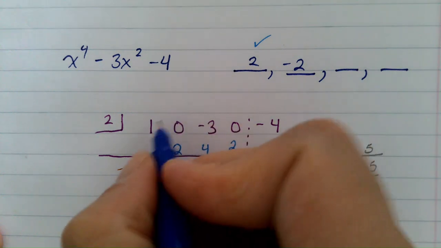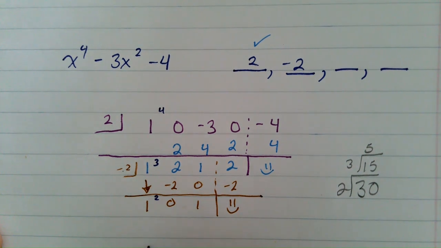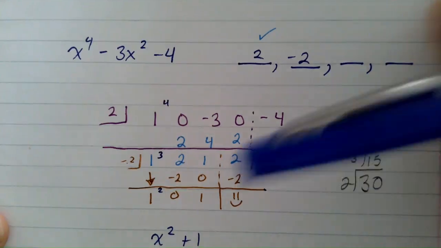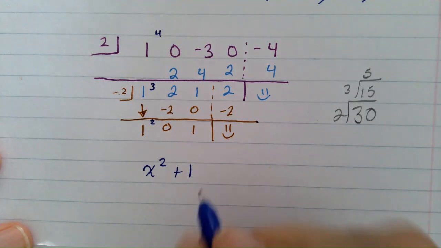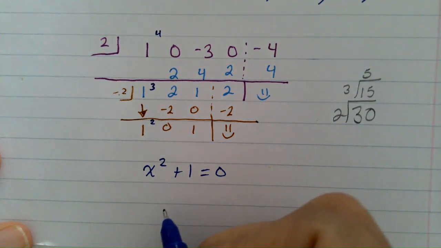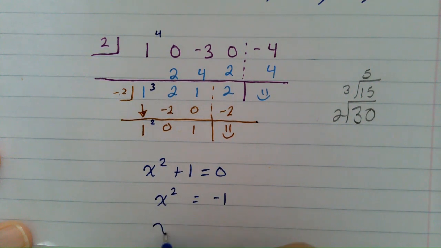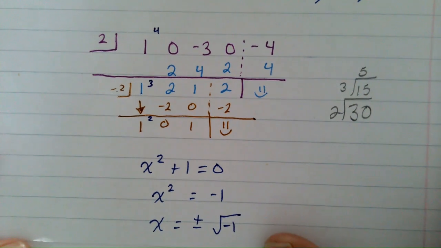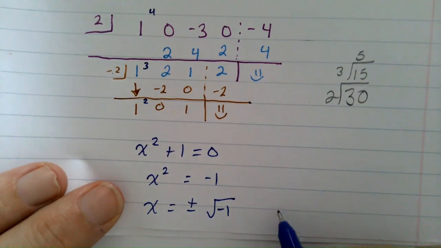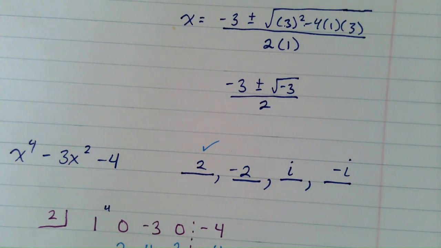Okay, this was degree 4, degree 3, so this is going to be degree 2. X squared plus 1 equals 0. Because the b value is missing, I'm going to solve it without the quadratic formula. I'm going to subtract 1, take the square root of both sides, so plus or minus the square root of negative 1, which we know the square root of negative 1 has a placeholder of i, so it's positive or negative i. So i and negative i. Those are my other 2 answers.